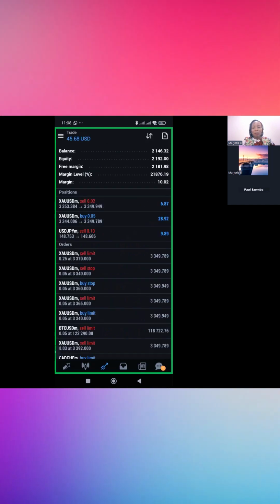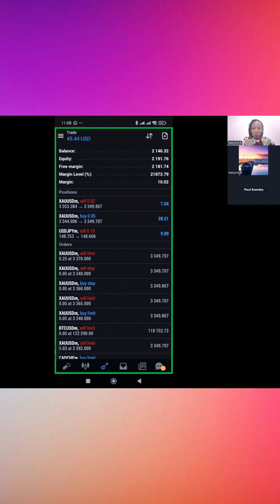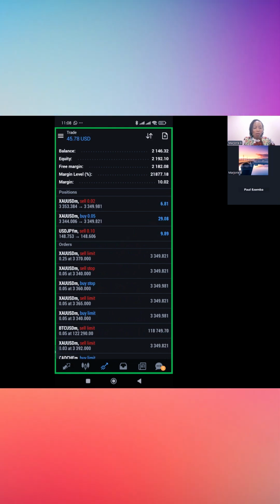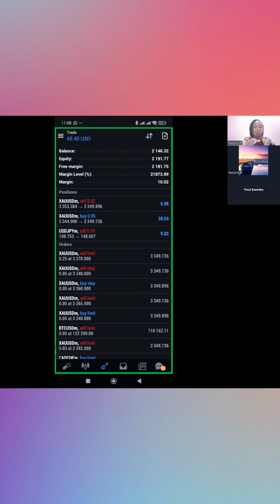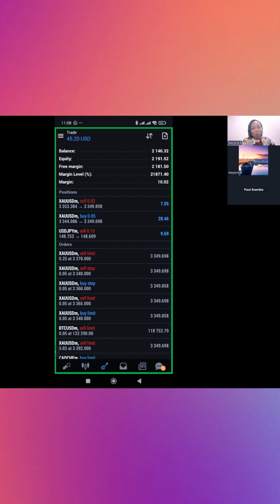What happens is that you've removed part of your profits from that trade. You've secured some profits, and importantly also, you change the lot size. You reduce the lot size. Yes, I took out some lot size of profits from the market.